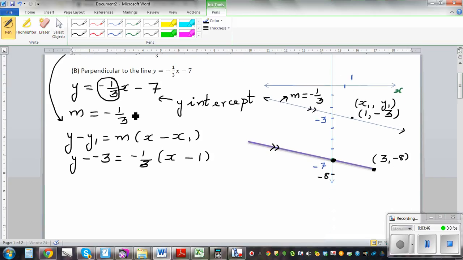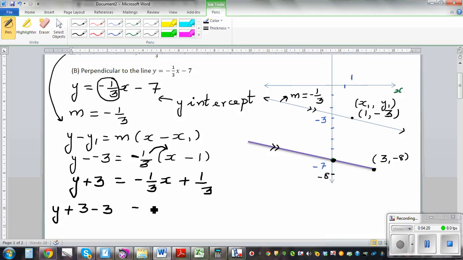So let's simplify this. y plus 3 is equal to negative 1 over 3 times x, which is negative 1 over 3 x. And first multiply the sign: negative times negative is positive, and then multiply the numbers: 1 over 3 times 1 is 1 over 3. Now I'm going to take away 3 from both sides. So y plus 3, take away 3, is equal to minus 1 over 3 x plus 1 over 3, take away 3 over 1.